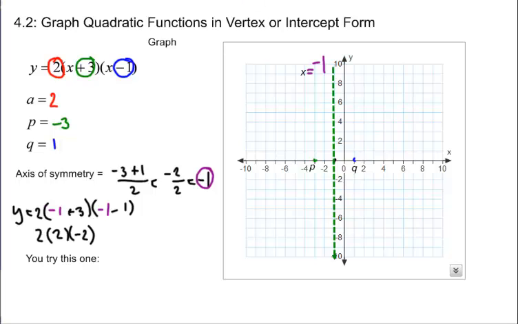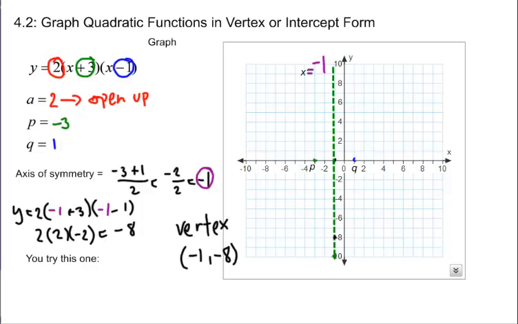So again, look at your graph. Look at A. What is A? We know we're going to open up. So my vertex needs to be below the x-axis, and when I do my math here, I get 2 times negative 2, which is negative 8. So my vertex is at the point negative 1, negative 8. So my vertex is here.